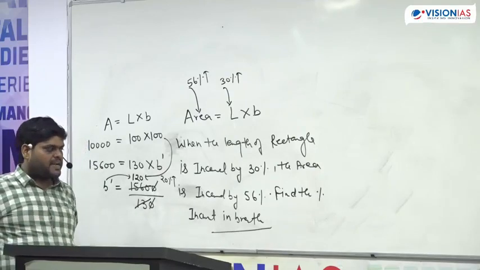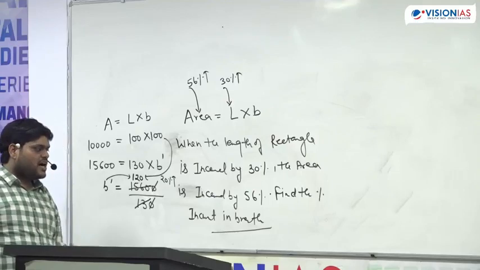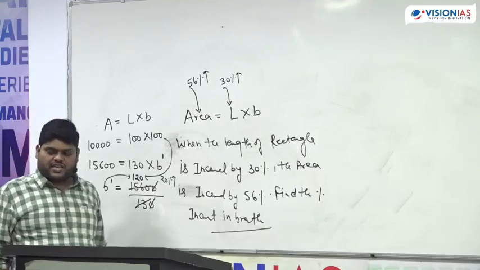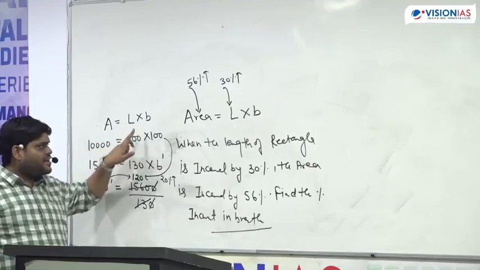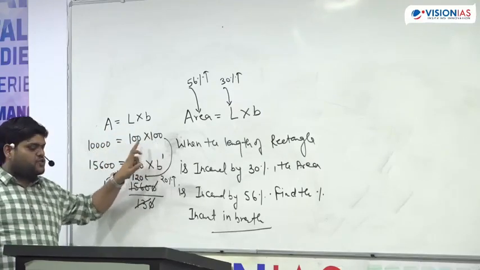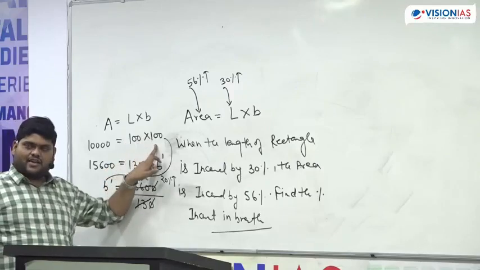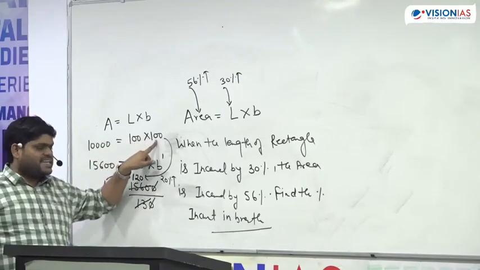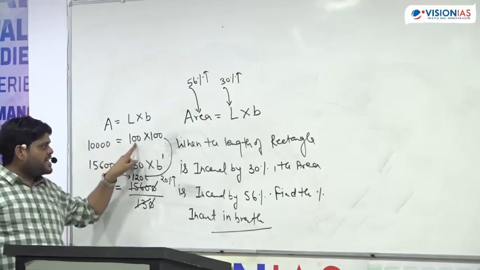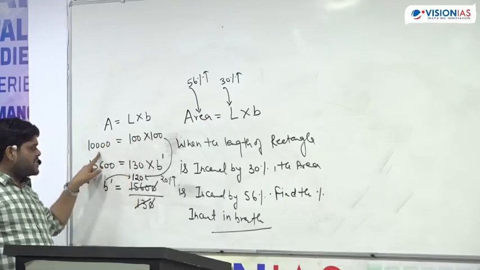Find the increment in the breadth. We have to find out the increment in the breadth. This is what the question is. What we have done, we have taken length as 100, breadth is also 100. You can take both values as 10 and 10 also. Accordingly, area will change. If you are taking 10 and 10, this becomes 100. I am taking 100 and 100, this becomes 10,000.